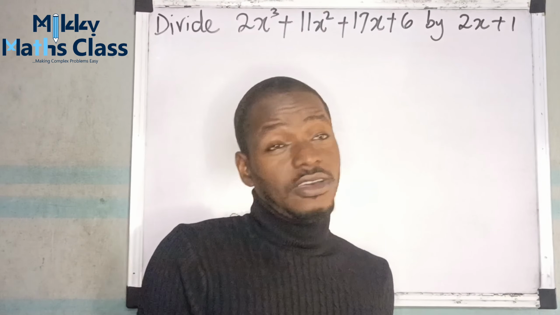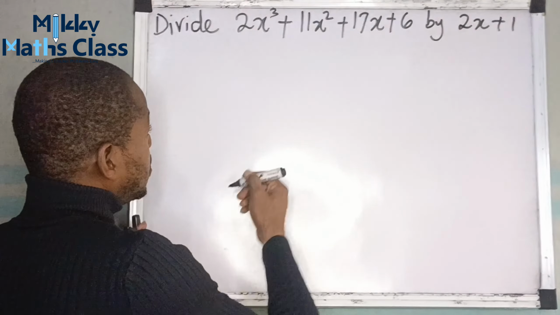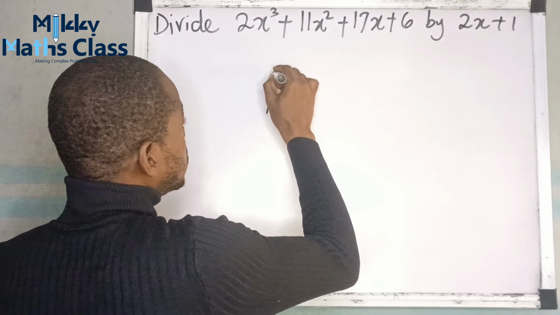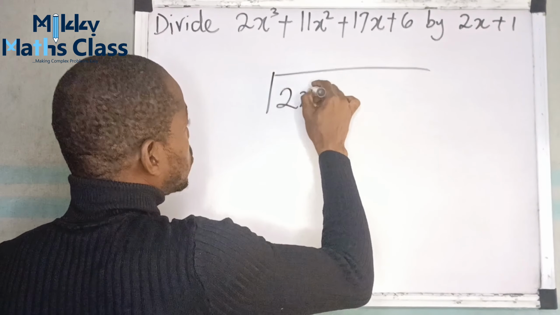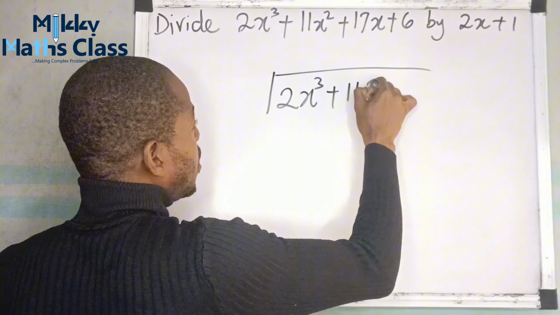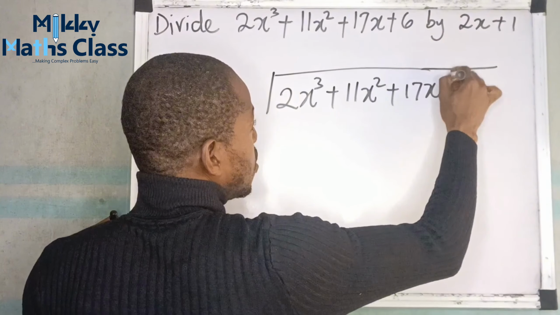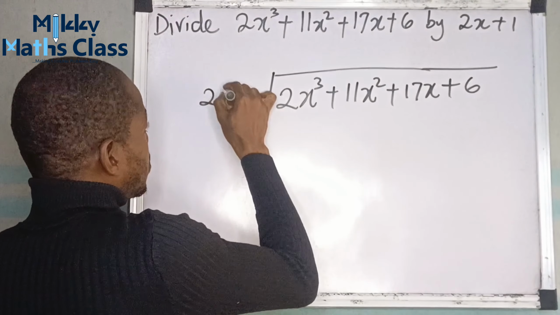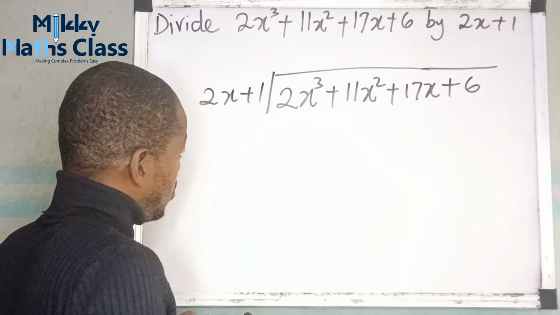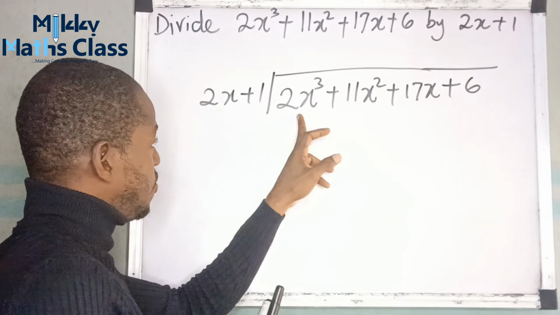All right, let's look at the second example. It says divide 2x to the power of 3 plus 11x squared plus 17x plus 6 by 2x plus 1. So let's go. The first thing, we use this to divide this.